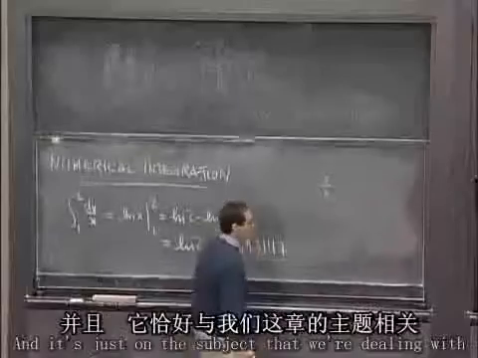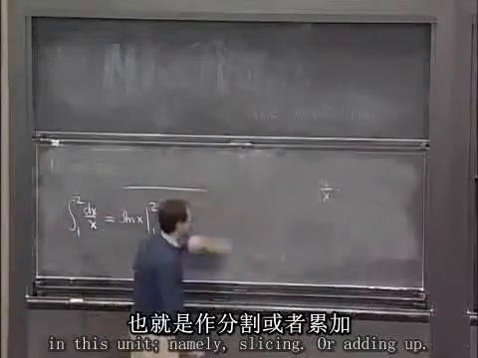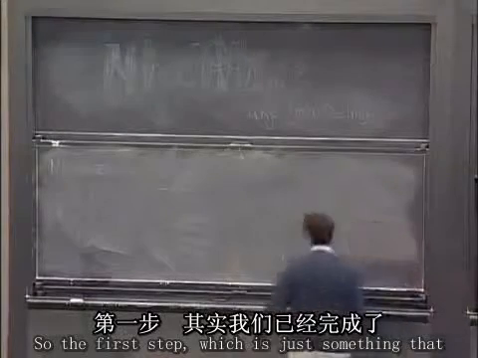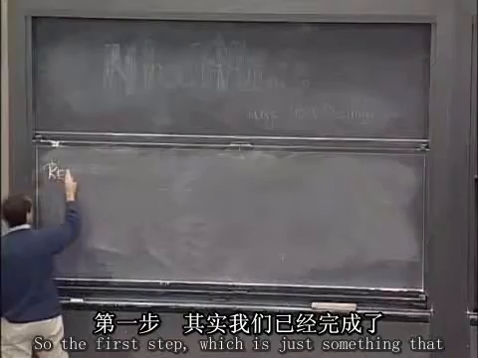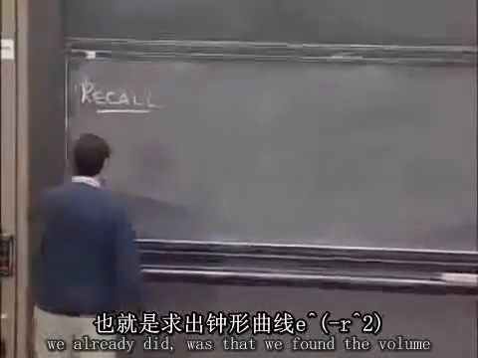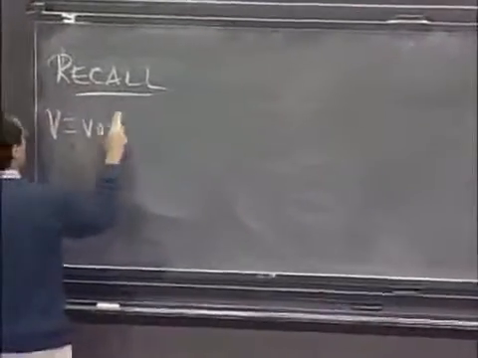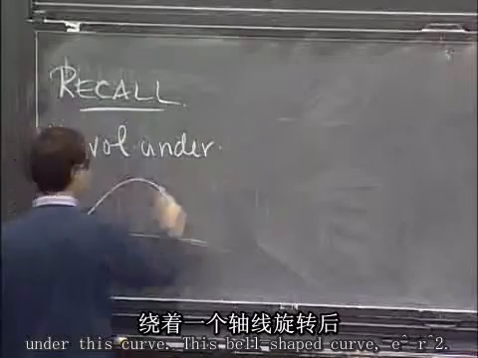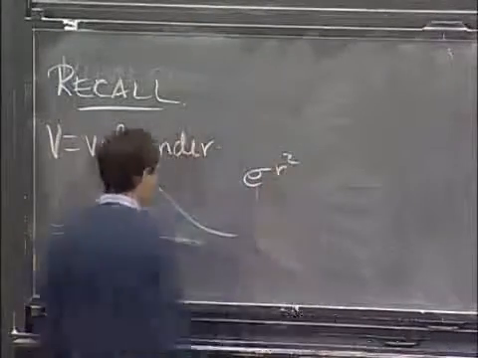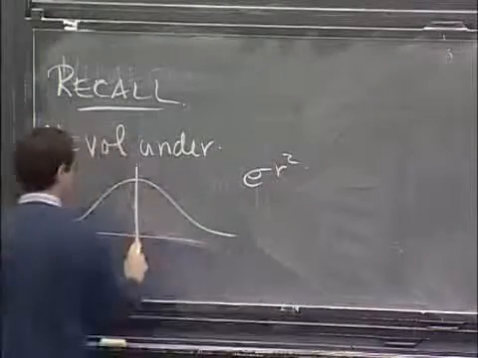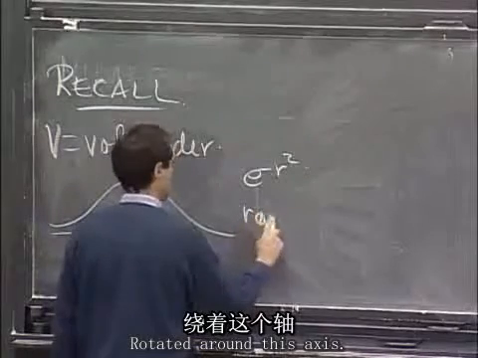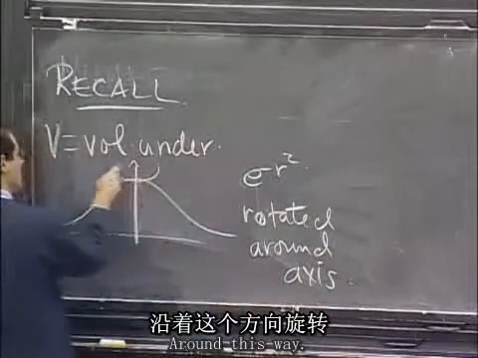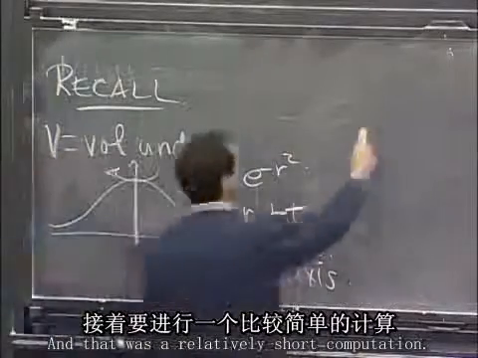So I'm going to tell you about it, and it's just on the subject that we're dealing with in this unit, namely slicing, or adding up. So the first step, which is just something that we already did, was that we found the volume under this curve, this bell-shaped curve, e to the minus r squared, but rotated around this axis, around this way. All right, so we figured that out, and that was a relatively short computation.